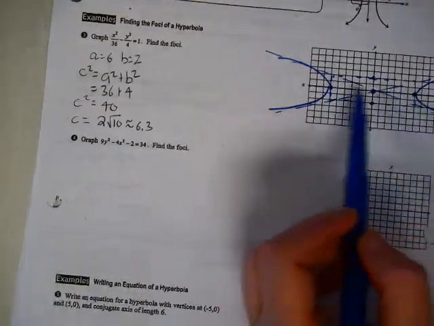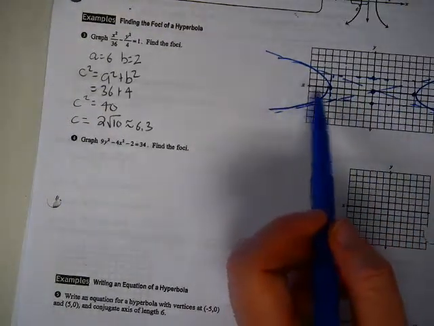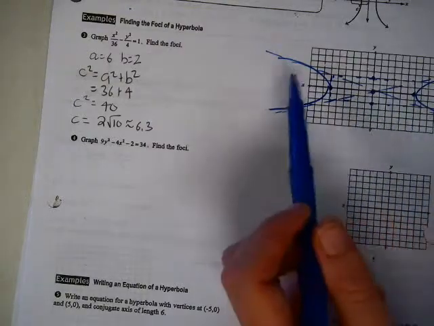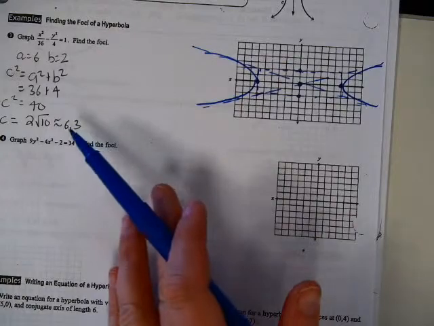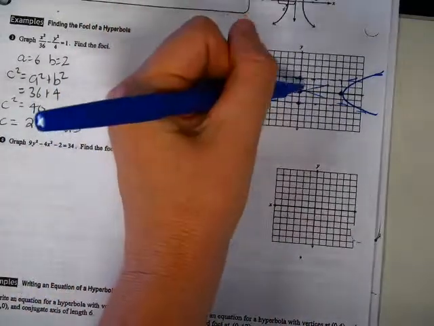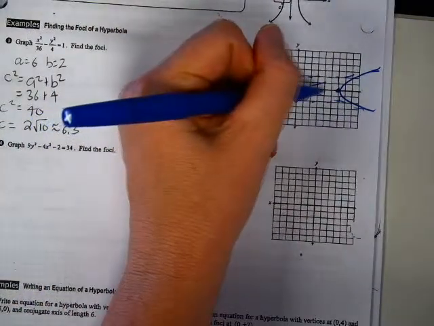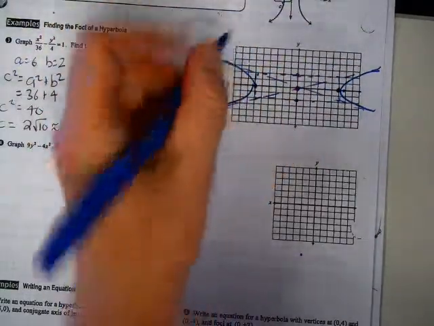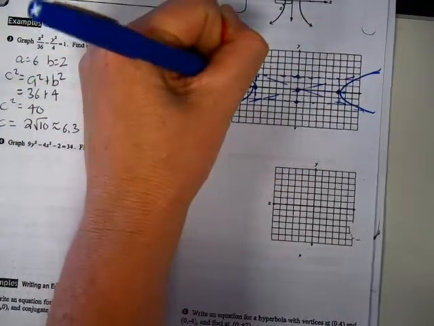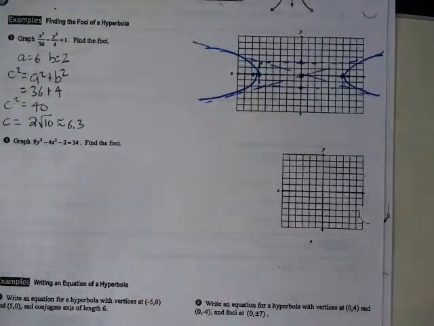this axis here, along your transverse axis. So I'm going to go out 6.3 from the center. 1, 2, 3, 4, 5, 6.3. And the other one should be right here. And there are my foci.